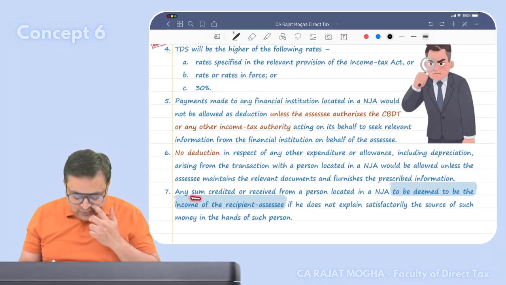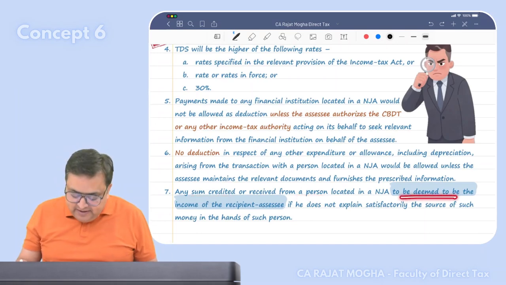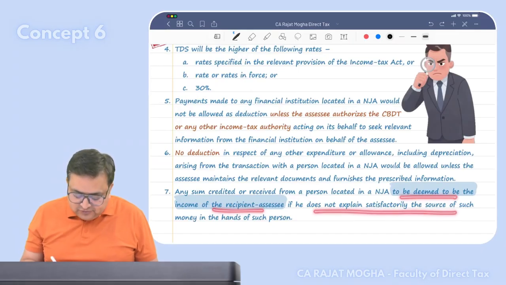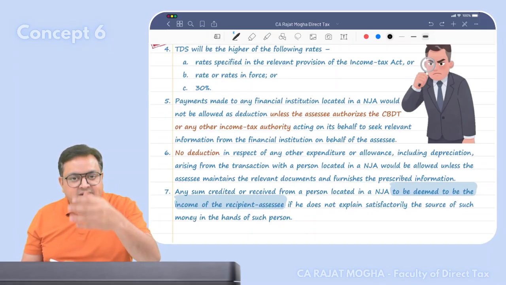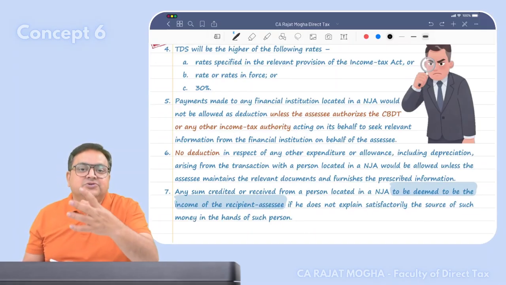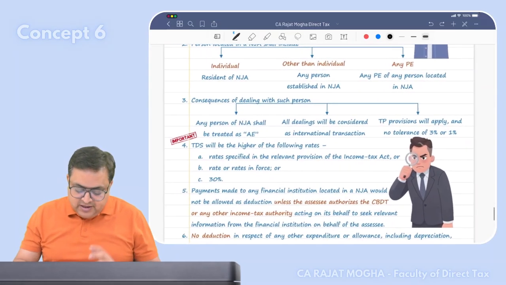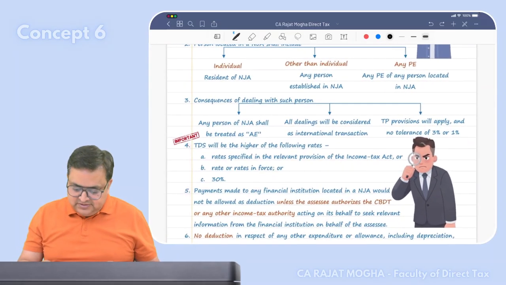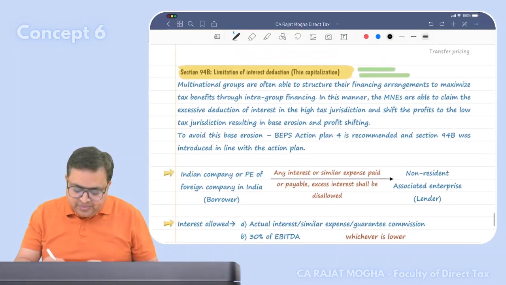income. So any sum credited or received from a person located in NJA to be deemed to be the income of the recipient assessee if he does not explain satisfactorily the source of such money in the hands of such person. So you have to prove that from where that person has got this much of amount. So this is the concept of NJA, guys. Very, very important. I'll be discussing this question in the next session, right? Only that session I'll keep only for question and answer.